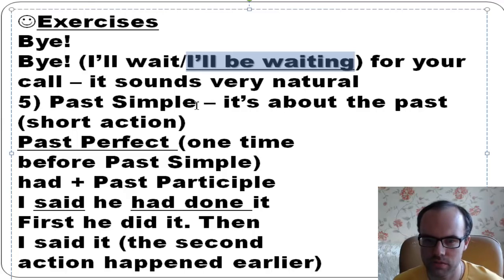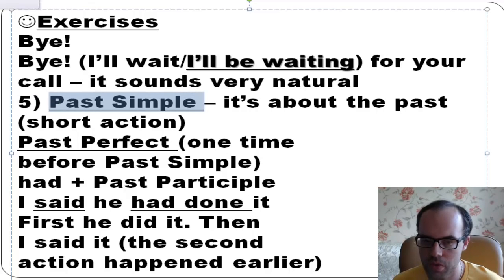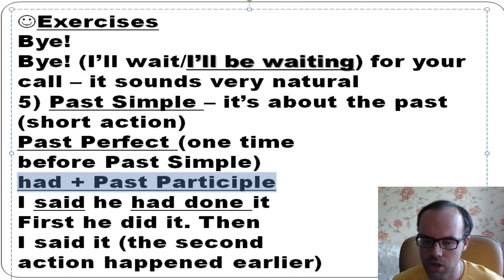It sounds very natural. Past simple, it's about the past, it's a short action, and past perfect is one time before past simple. We form it this way: had plus past participle. I said he had done it. It's before I said. So you see, it happened earlier. First he did it, then I said it. The second action happened earlier. So if the second action happened earlier, you need to use past perfect.